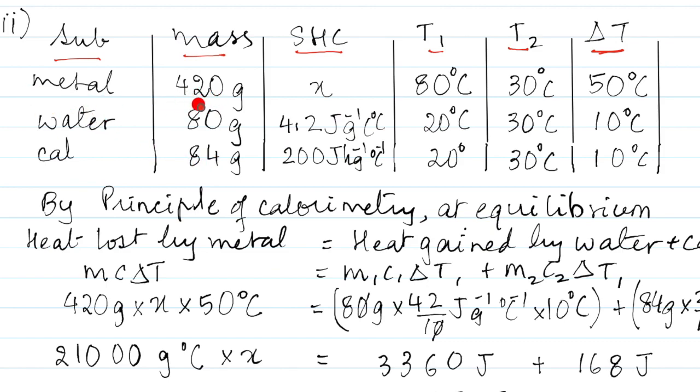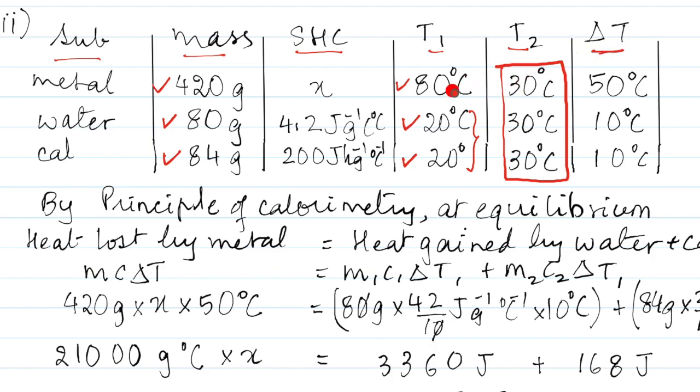We have the metal, the mass was given as 420 degrees C, it was at 80 degrees C. It was plunged into the water, which was 80 grams, and it was at initial temperature of 20 degrees C, and the water was in the calorimeter of mass 84 grams, and that was also with the same temperature, and the final temperature is 30 degrees C, which will be common to all of them.